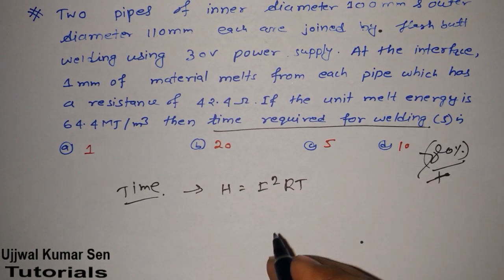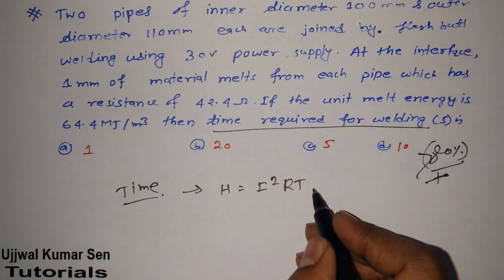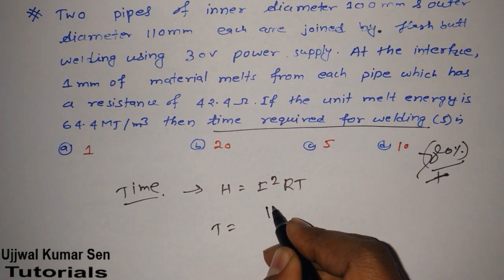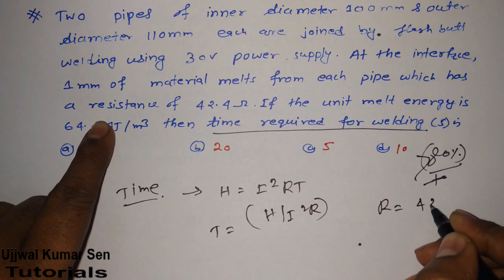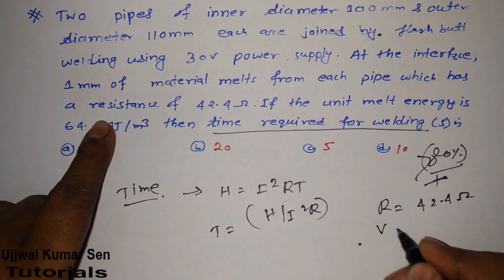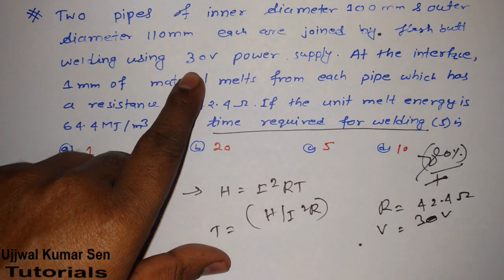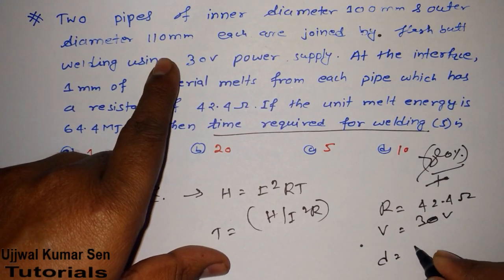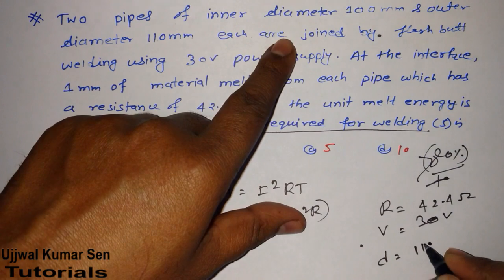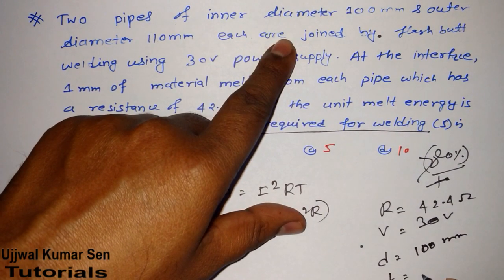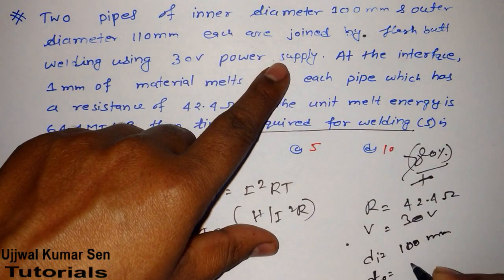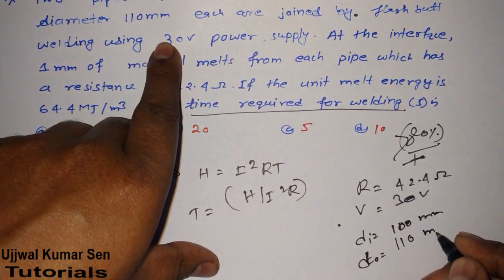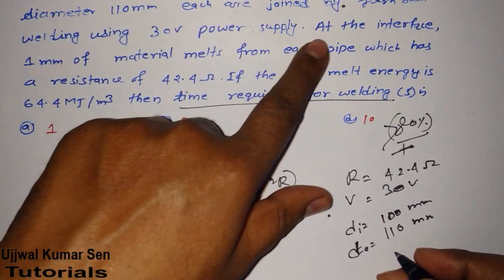So now what I am going to do is H by I square R. Now what we have: resistance is 42.4 ohm. Voltage I have is 30 V. Now I have diameter, that is, inner diameter 100 mm and outer diameter 110 mm. Flash butt joint, supply at the interface.